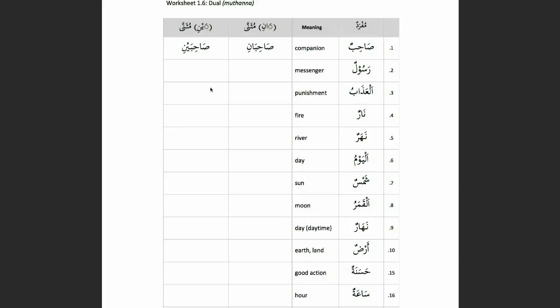Naharaini. Ardun, ardani, ardaini. Hasanatun, hasanataini. Sa'atun, sa'atani, sa'ataini. Al-kalimatu, kalimatani, al-kalimataini. Jannatun, bayyinatun.